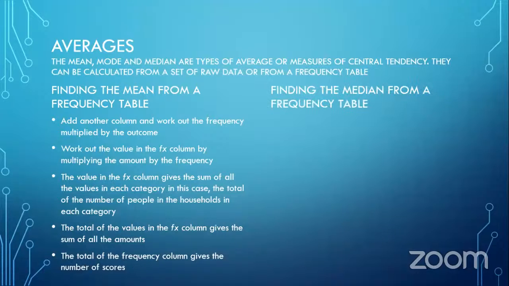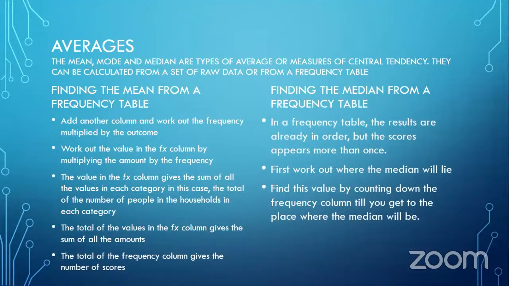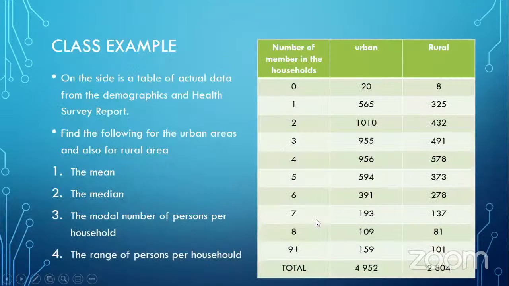So also finding the median from the frequency table. It states that in the frequency table, the results are already in order, but the scores appear more than once. First, work out where the median will lie. Find this value by counting down the frequency column till you get to the place where the median will be. So now here is the example that I was talking about.